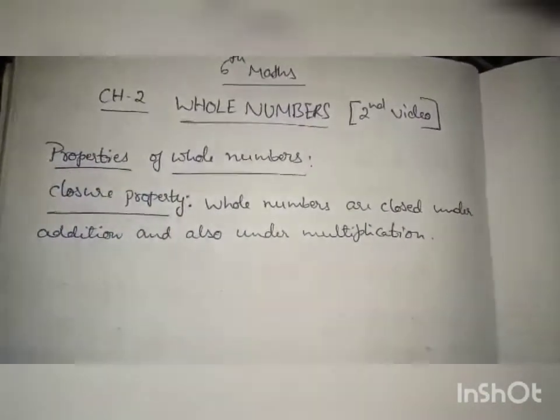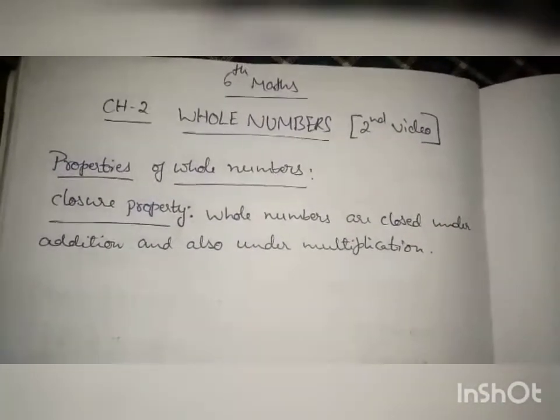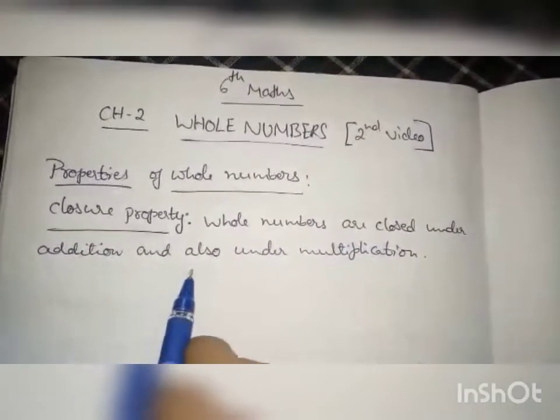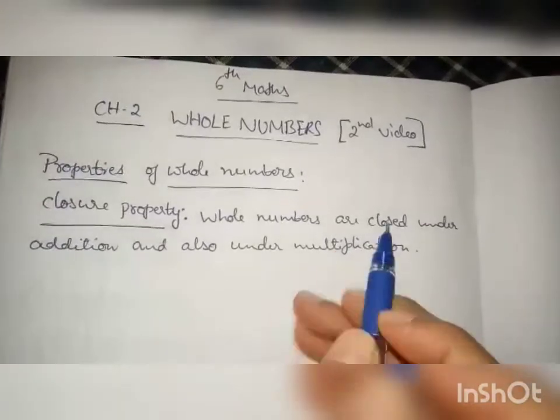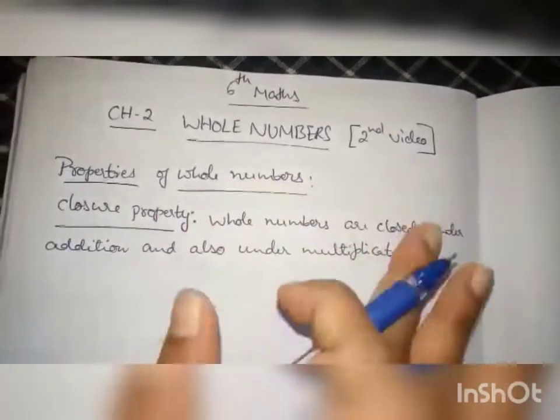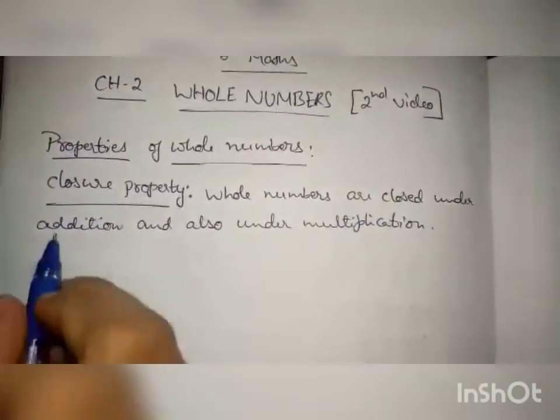So there are some properties for whole numbers. First property, closure property. Whole numbers are closed under addition and also under multiplication. So for addition and multiplication only, the closure property holds. I'll explain with one example.